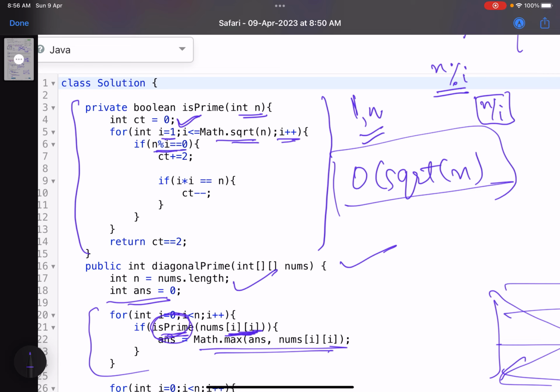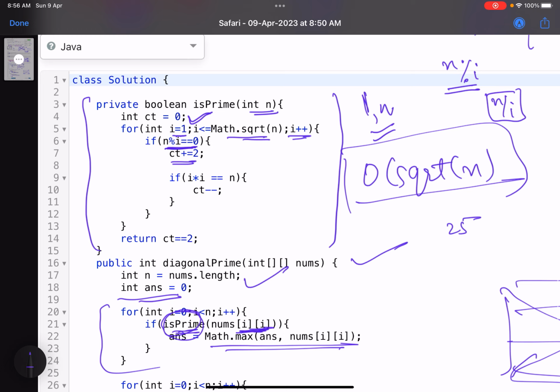So if n mod I equals to 0, that means I get two factors. So count plus equals to 2. Now there is a tricky case. What is that tricky case? The tricky case is, suppose the number on which I am applying this algorithm is a perfect square. For example, if it's 25. So when you come to 5, what happens? 5 is the first factor and 25 by 5 is the second factor. So this actually is the same value, 5 and 5. So this count plus 2 will give you a wrong answer.